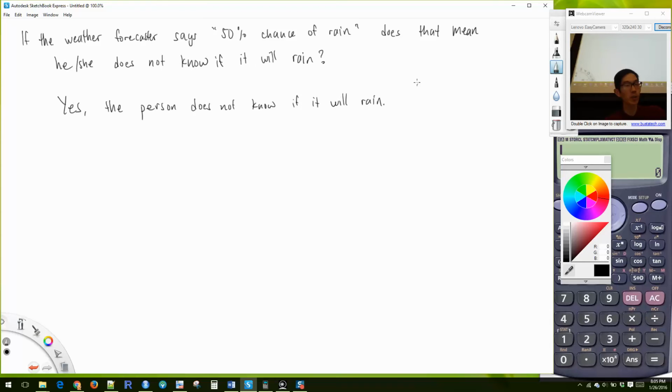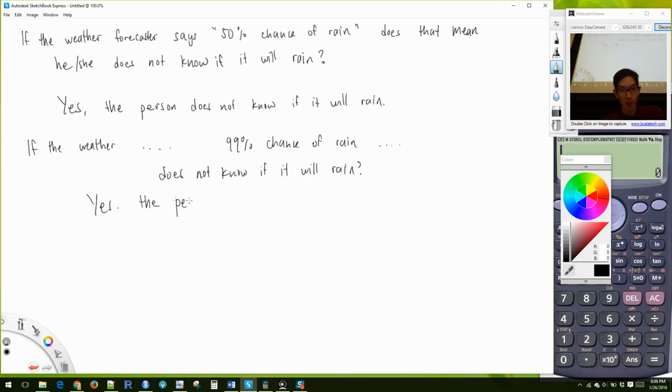But here's the thing. If the weather forecaster says there's a 99% chance of rain, does that mean he or she does not know if it will rain? The answer then is still yes. Same thing, 99% chance of rain, the forecaster does not know if it will rain. The person still does not know if it will rain.